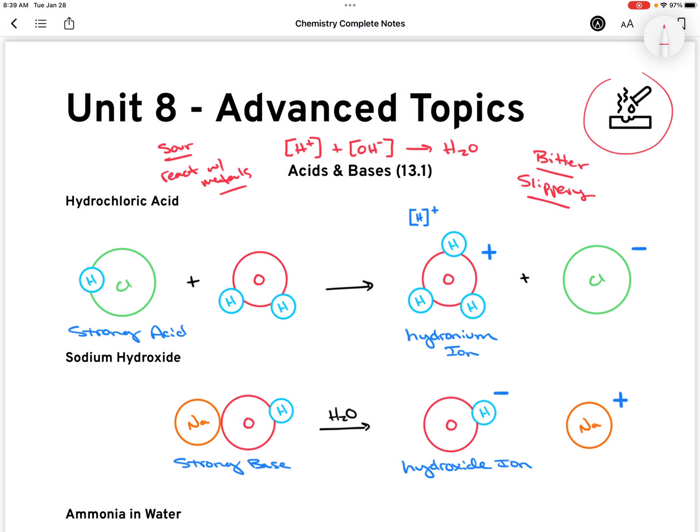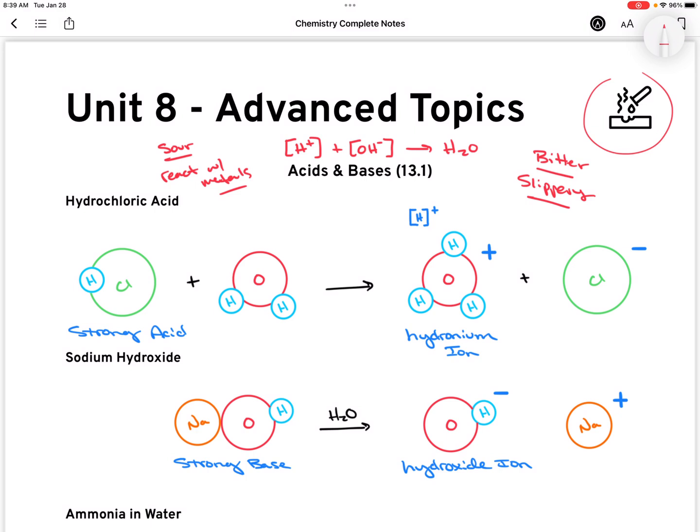Before we understood the chemistry of acids and bases, people in ancient times recognized their properties by what they were able to observe. If something was sour and reacted with metals, you're probably working with an acid. If it was bitter and slippery, they would say, oh, I'm working with a base.